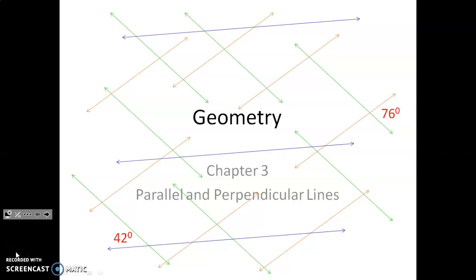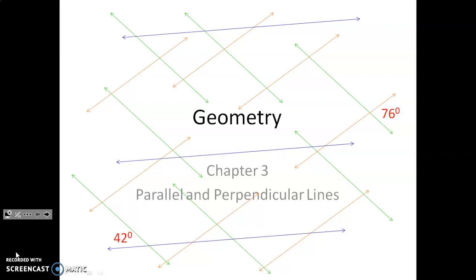All right, welcome to Chapter 3. Today we're going to be talking about Section 3.1, which is dealing with angle pairs and the transversals. This front cover of your note packet will probably make a little more sense after 3.2.